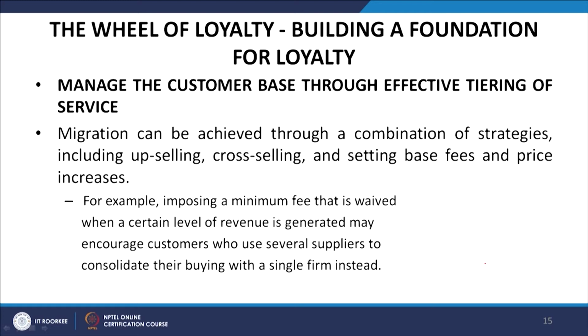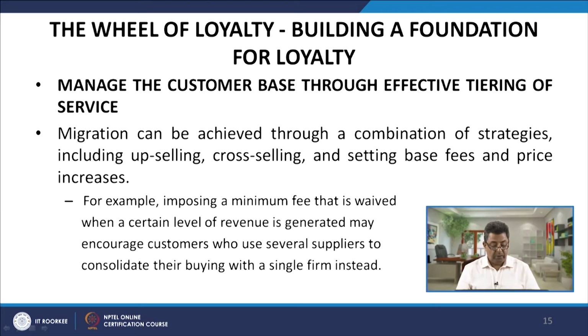Migration can be achieved through a combination of strategies. So this migration, from the lowest level to the top level, is necessary. How? By including things like upselling, cross-selling and setting base fees and price increases. For example, imposing a minimum fee that is waived when a certain level of revenue is generated may encourage customers to use several suppliers to consolidate their buying with a single firm instead.